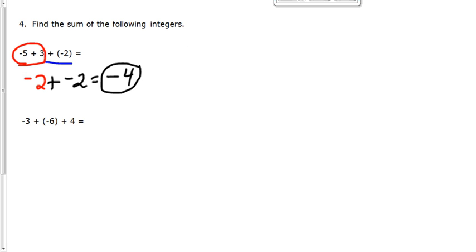This first one would have been 5 negatives. So 1, 2, 3, 4, 5. And it would have been 3 positives. 1, 2, 3. Well, a negative and a positive, they cancel each other out. So we were left with 2 negatives. And then we were adding 2 more negatives with it. So that's why it gave us a total of 4 negatives. So if you have to draw a picture as a last resort, draw your picture.